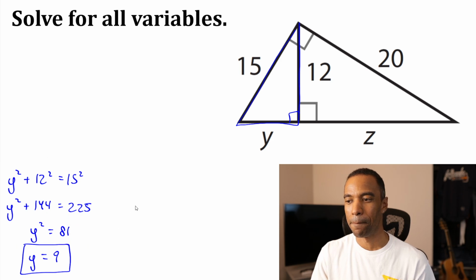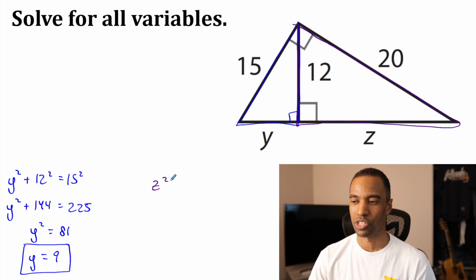I'll leave that at the bottom. And, you know, z, we could have actually done the same thing, really. We could have found out that, hey, here's a right triangle, and we could have said, in this case, z squared plus 12 squared equals 20 squared.